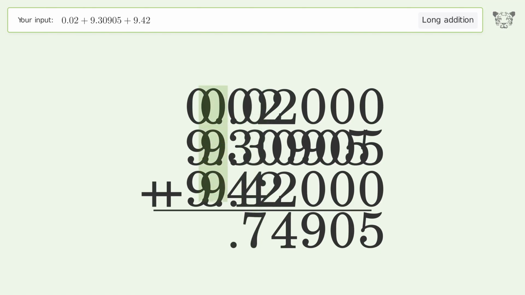0 plus 9 plus 9, equals 18. Carry 1 to the tens place. Write 1 in the tens place, and so the final result is 18.74905.